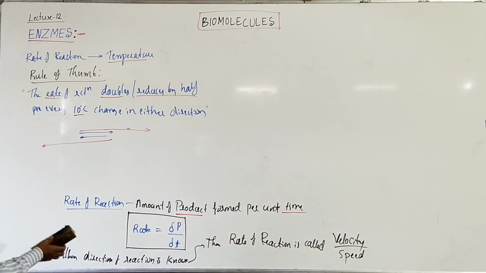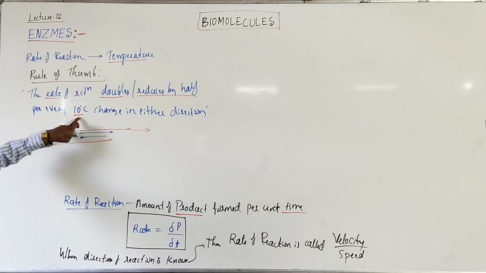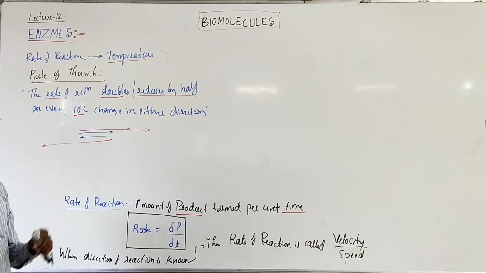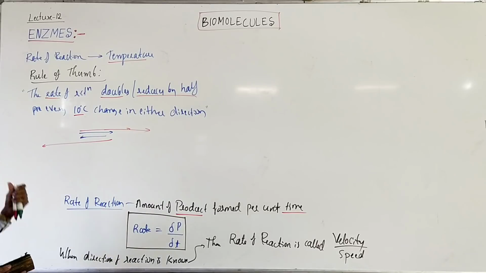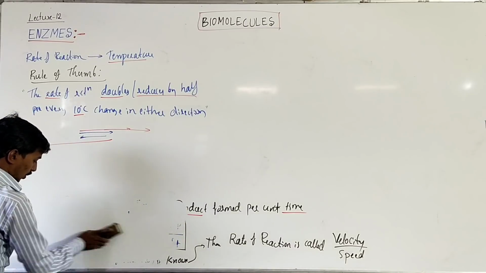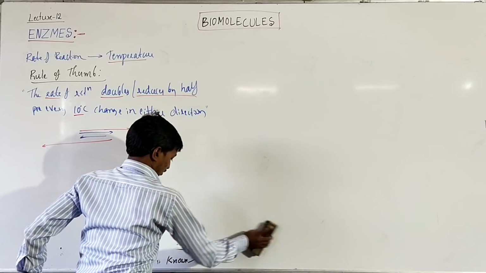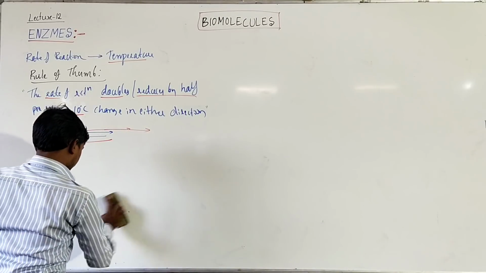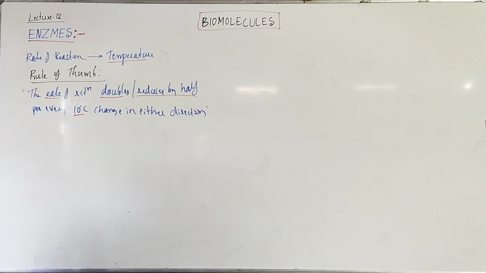Okay. So rule of thumb: the rate of reaction is affected by temperature, that is, by a 10 degrees Celsius change in either direction. It may be doubled in the forward direction or reduced to half in the backward direction. Okay, that's about the effect of temperature on the rate of reaction. We have one more factor called catalyst. The main factor is temperature. One more factor is catalyst, enzyme.